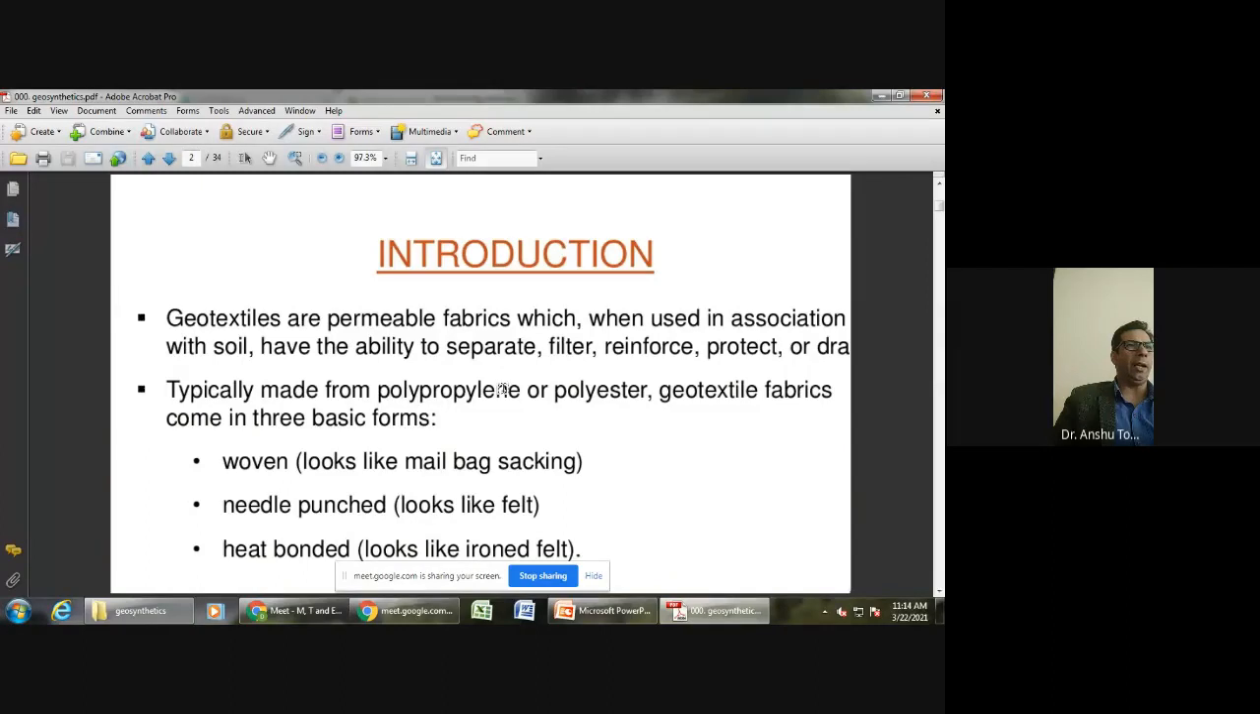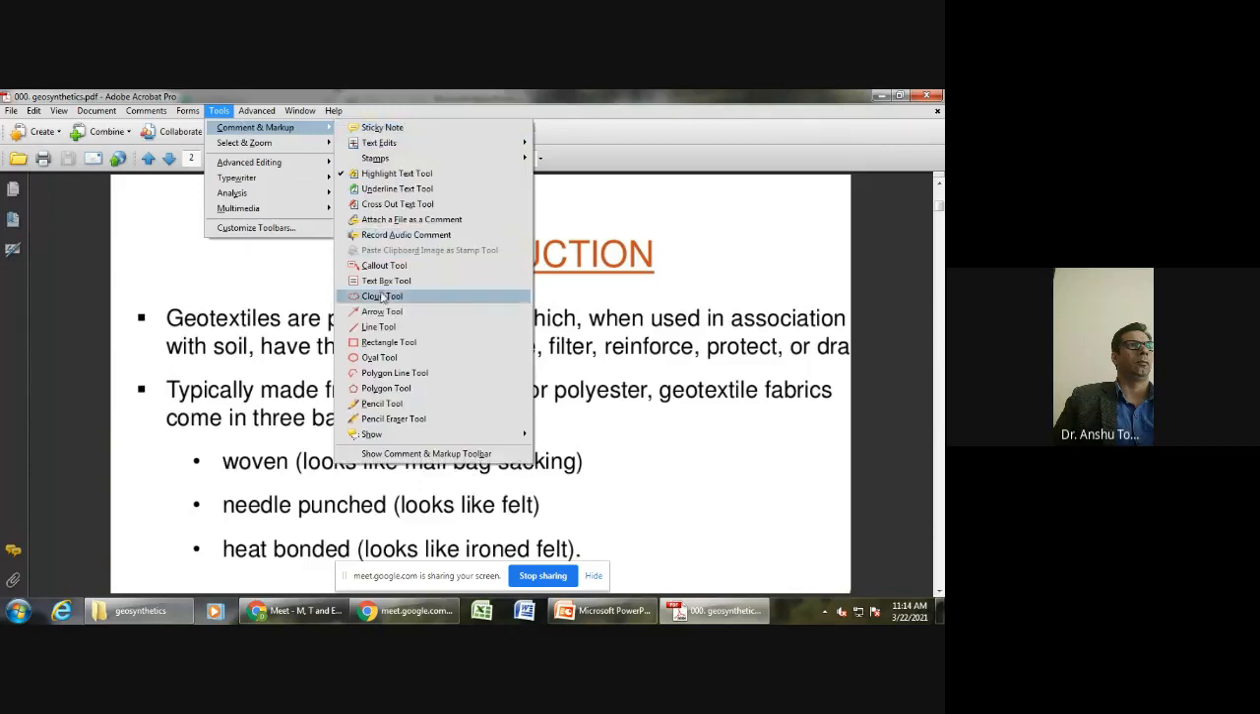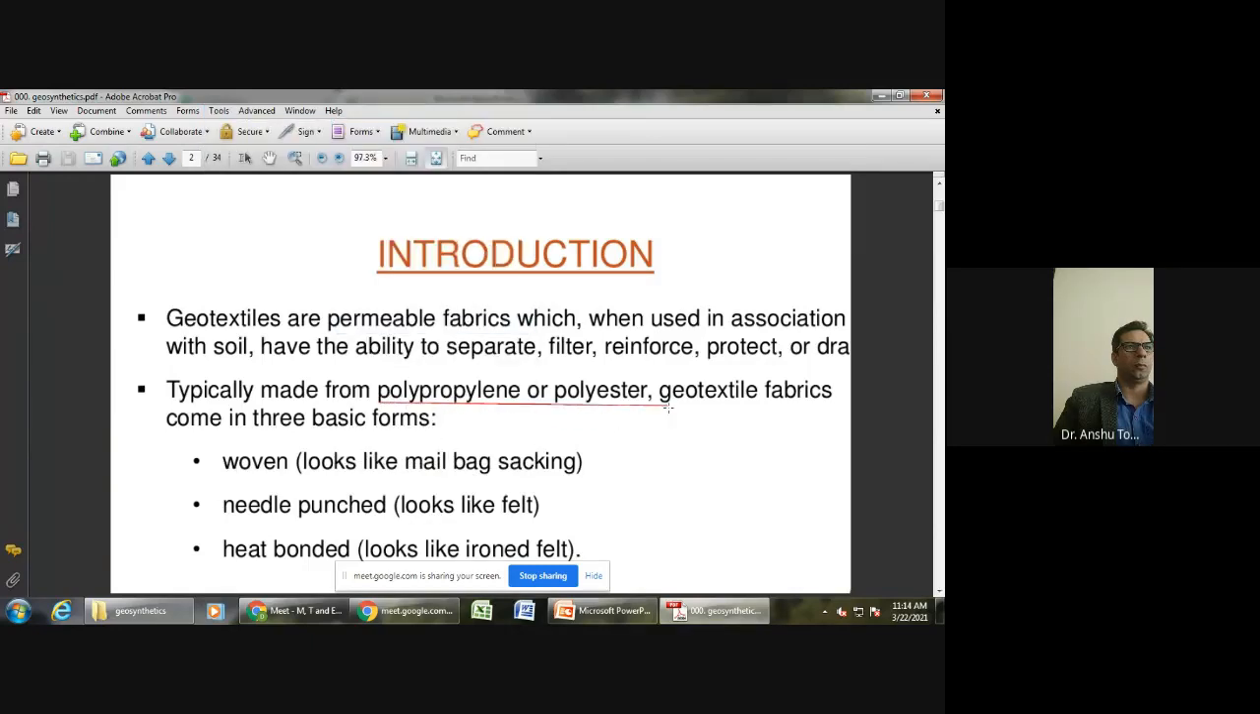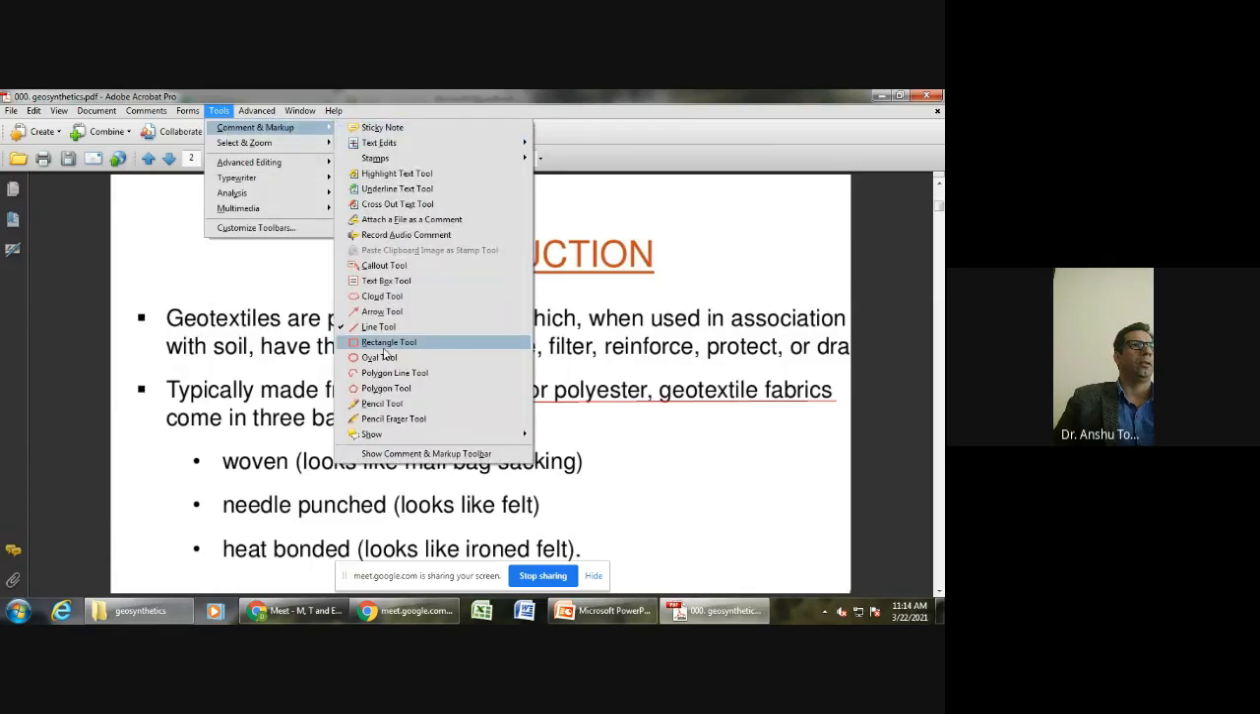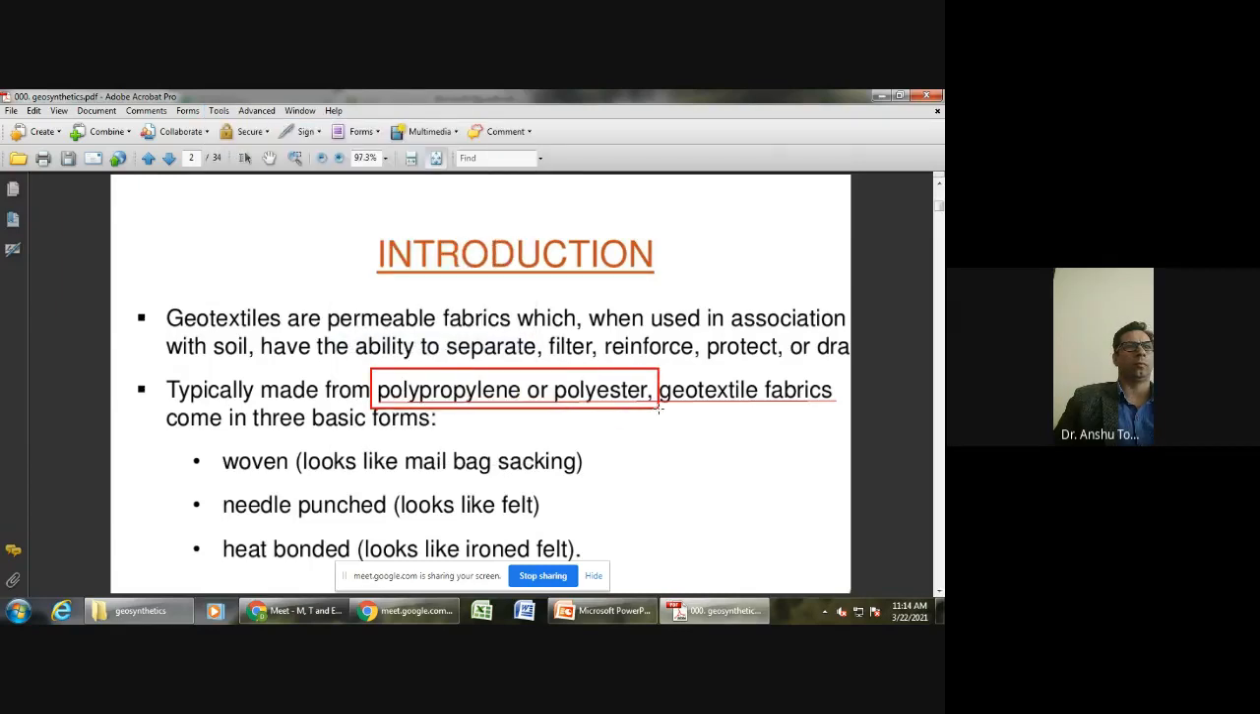Made from polypropylene or polyester, geotextile fabrics come in three basic forms: woven, which looks like nail bag sacking, needle punched, and heat bonded.